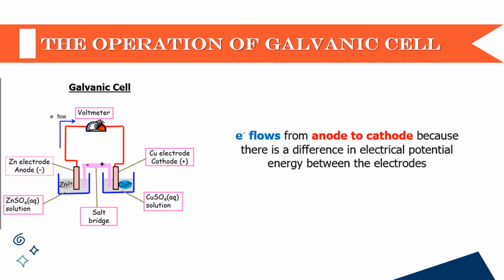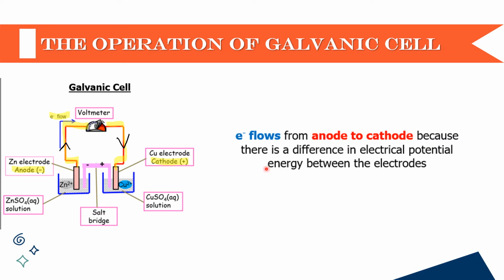This is what I've been mentioning a few times now. Electrons flow from anode to cathode. Here is our anode and here is our cathode. The electrons will flow from our anode to our cathode. Let me make a bigger arrow for you. It will flow from here to here. Why? Again, because zinc produces electrons. Electrons will flow from here to copper, so copper 2+ will accept the electrons.